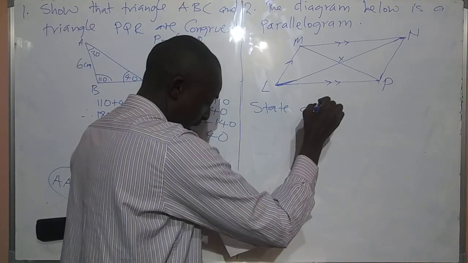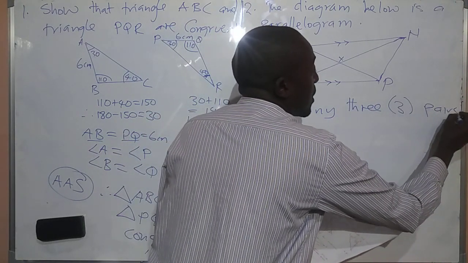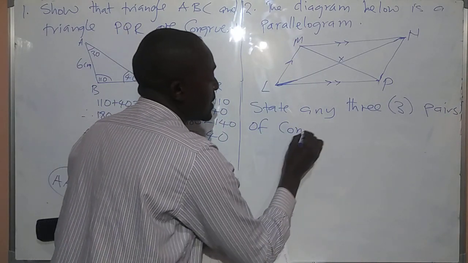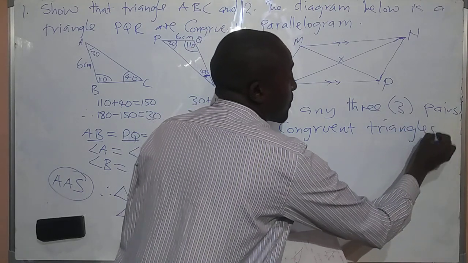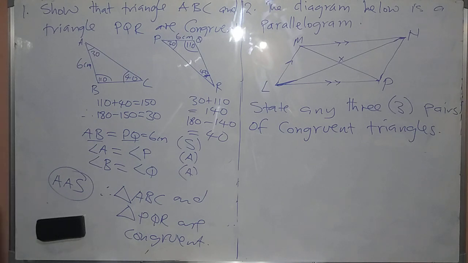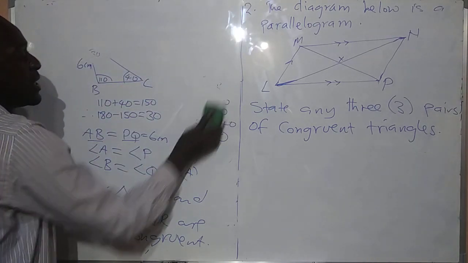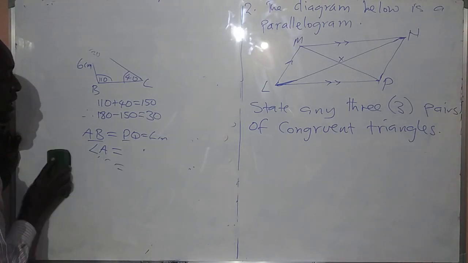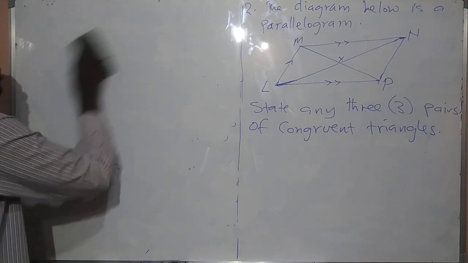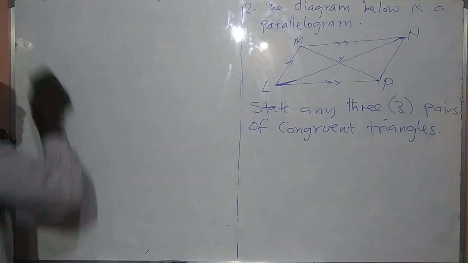So the question says: state any three pairs of congruent triangles in this diagram here. Remember the conditions for congruency, then you will be able to tell which triangles are congruent. There are so many of them in this question, but the question says just state 3.